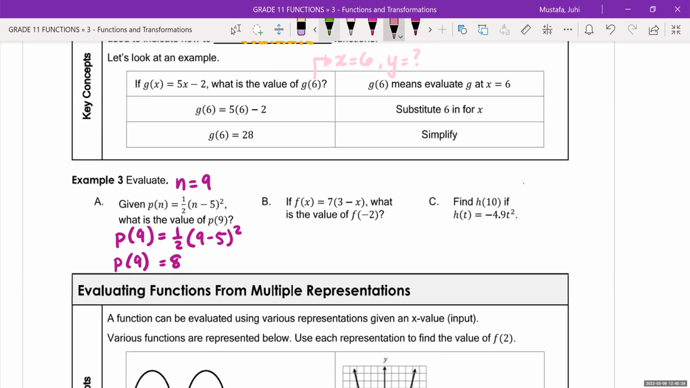Okay, let's try the next one. For this one, if f of x is equal to 7 bracket 3 minus x, what is the value of f at -2? So they're saying replace all of your x's with -2 and then solve. So f at -2 is equal to 7 bracket, just be careful of the double negative, so 3 minus -2. 3 minus -2 is 3 plus 2, which is 5. 7 times 5 is 35.